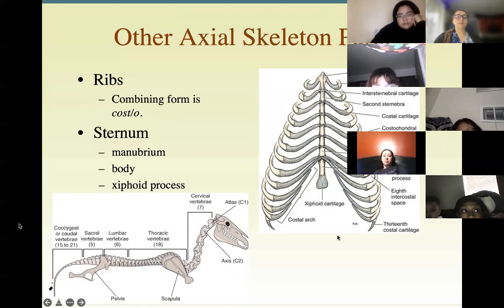And we do count the ribs. Most animals have 13 to 14 ribs, depending on the type of animal and the breed, and we will label it as such.